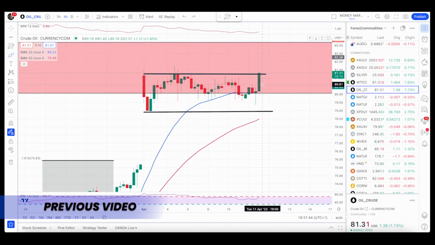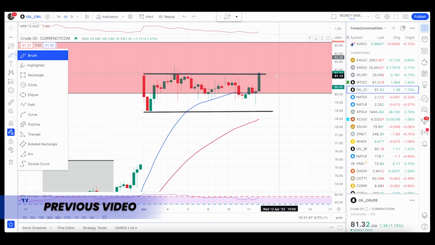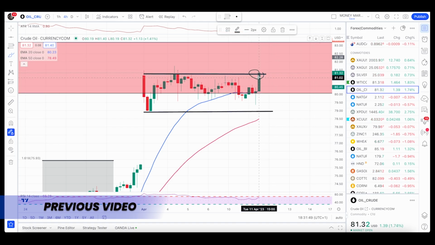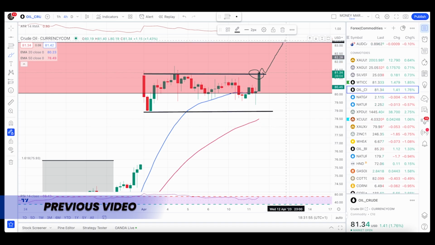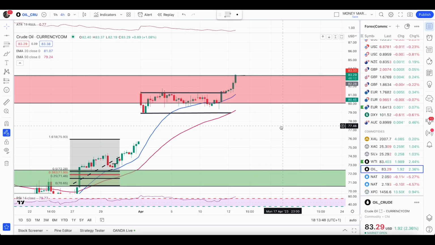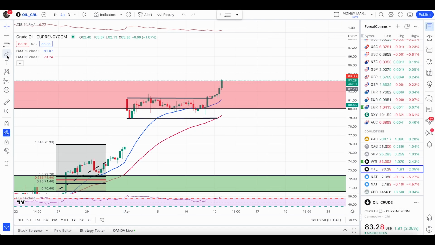As you can see, all I want to see is a complete break and close above this box. Once that happens, it can likely push up to the highest level of resistance, which is 83.19, from where I will look for my sell trade. Nice one. So now at this point, I won't be looking for buy trades.